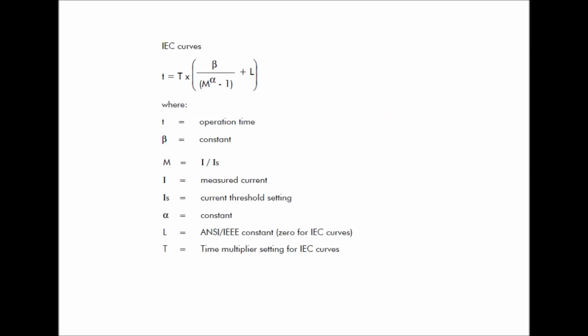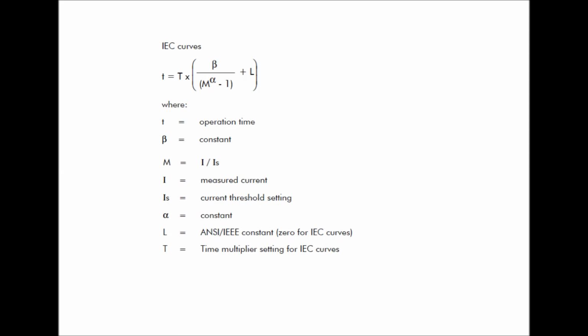The three curves, that is IEC standard inverse, IEC very inverse and IEC extremely inverse, can be expressed by the following equation: t = T × (β / (M^α − 1) + L), where t is the operation time of the relay, β is a constant, and M is the plug setting multiplier or PSM of the relay, that is the ratio of the fault current divided by the current setting of the relay.